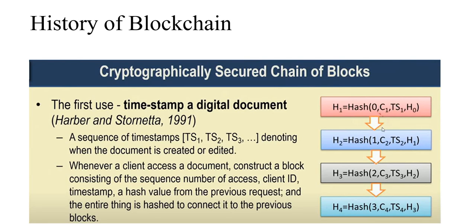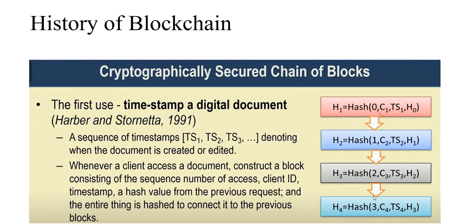Then again by using all these parameters, we provide them to the hash function, and out of which we generate the hash value of this second block, named h2. So h2 will be used in the next iteration when client 3 will access the document and make some change in that document. Then from this we generate h3. H3 will be used to generate H4.